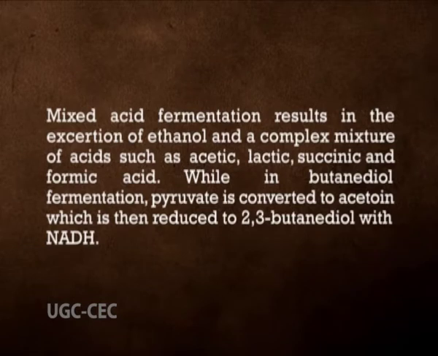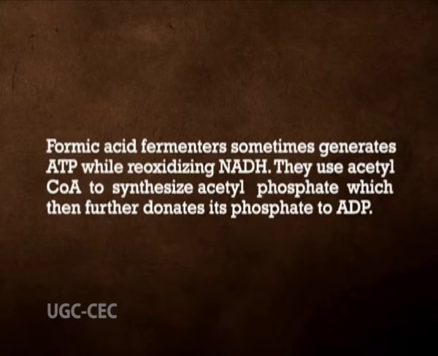Mixed acid fermentation results in the excretion of ethanol and a complex mixture of acids such as acetic, lactic, succinic and formic acid. While in butanediol fermentation, pyruvate is converted to acetoin, which is then reduced to 2,3-butanediol with NADH. A large amount of ethanol is also produced together with smaller amounts of acid that are found in the mixed acid fermentation. Formic acid fermenters sometimes generate ATP while reoxidizing NADH. They use acetyl-CoA to synthesize acetyl phosphate, which then further donates its phosphate to ADP.